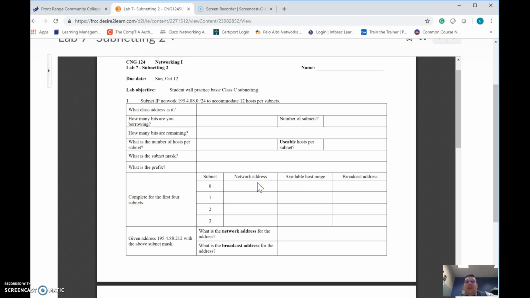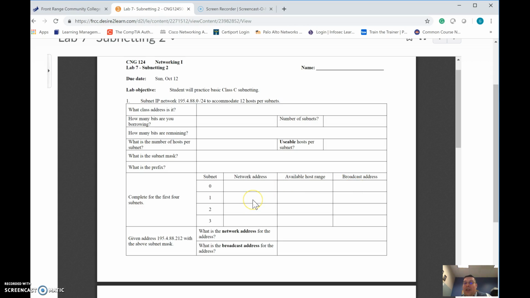So say we use our network address as 195.4.88.0, my available range will not be 0, because the usable hosts are 2 less than the number of hosts per subnet. So if I'm working with a 12, I have 16. I'm just doing some fast math here. I know my subnet will be 16 hosts, so I'll have a 16 here, a 14 here. So when I put 0 here, I have to go from 1 to 14, that's 14. Then my broadcast is 15.